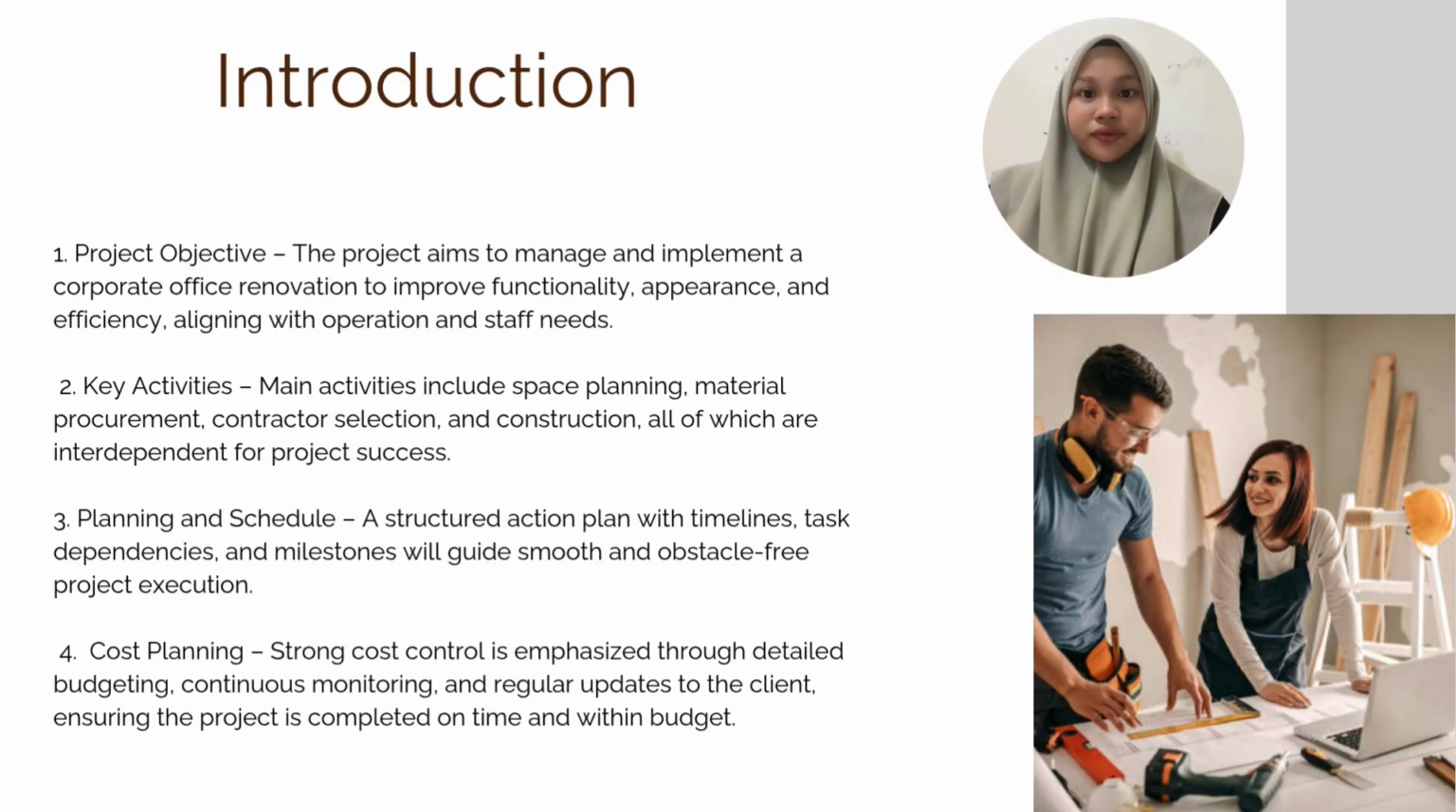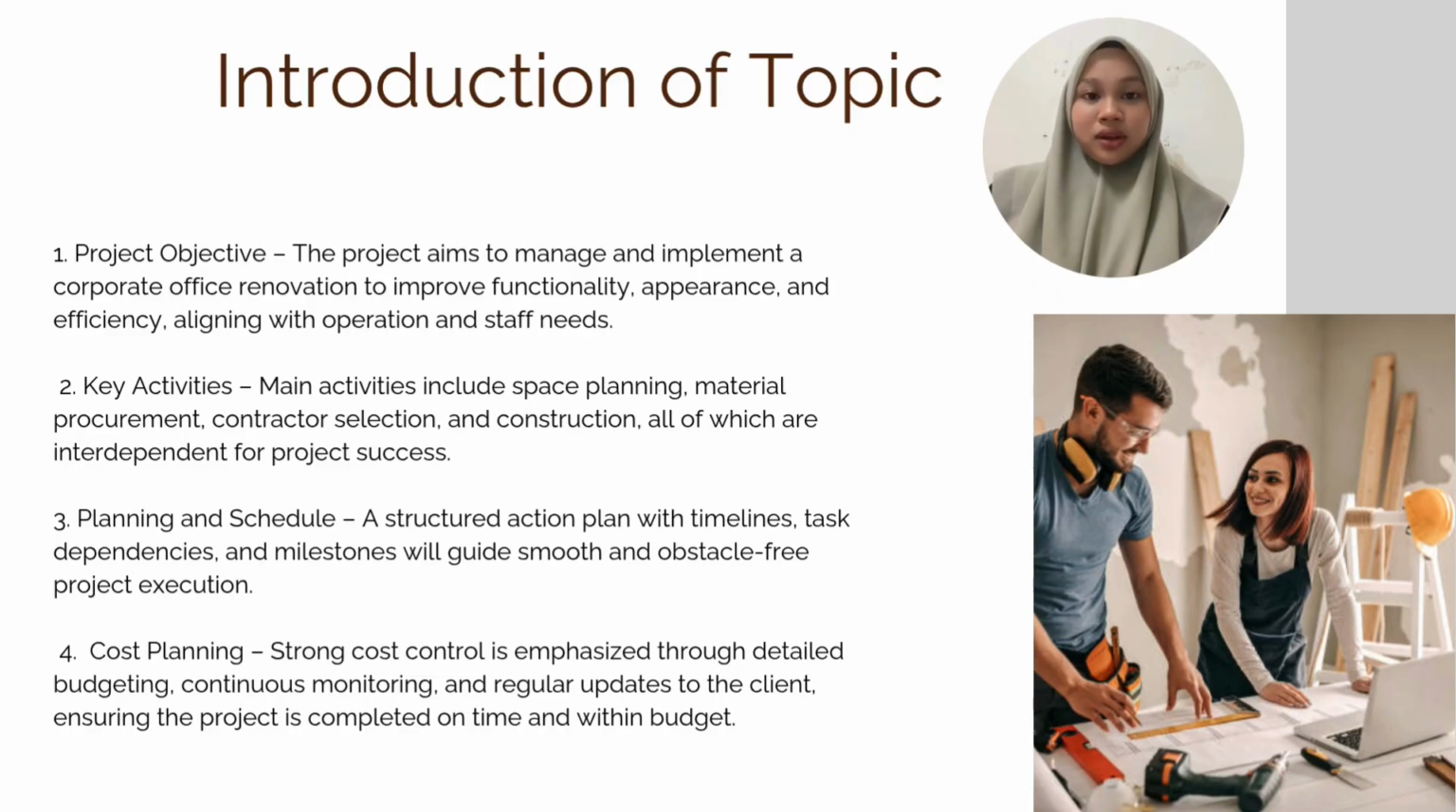Explain about the introduction for this assignment. The first is the project objective. The project aims to manage and implement a corporate office renovation to improve functionality, appearance, and efficiency, aligning with operation and staff needs. Second is key activity. Main activity includes space planning, material procurement, contractor selection, and construction, all of which are interdependent for project success.